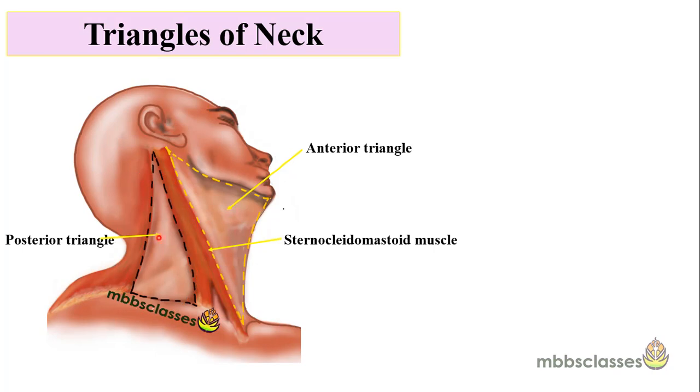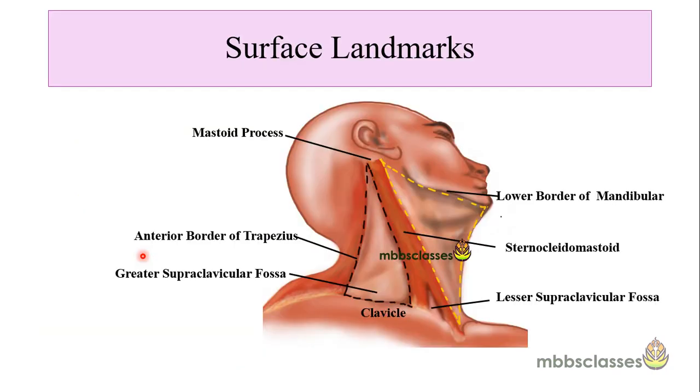Now let's see the surface landmarks of the posterior triangle. If you palpate, it will be the mastoid process superiorly, which forms the apex of the triangle. Inferiorly, the base of the triangle is formed by the clavicle. Then anteriorly, the boundary is by the posterior border of the sternocleidomastoid, and the posterior boundary of the posterior triangle is formed by the anterior border of the trapezius.